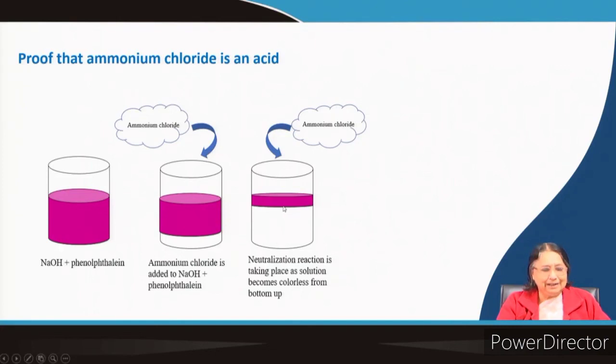And then finally, that final solution I have not shown, but it will be colorless obviously. That is because of the hydrolysis. Ammonium chloride, when it is hydrolyzed, will produce what? Ammonium hydroxide and HCl. HCl is stronger, that is why ultimately it will be neutralizing the solution. This is a very interesting experiment that you can also do.